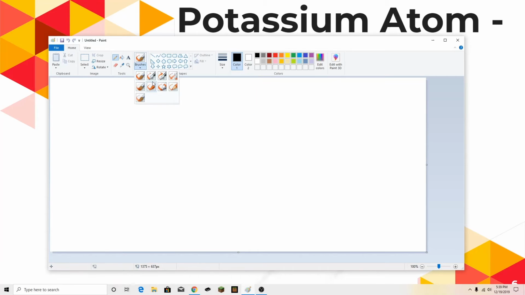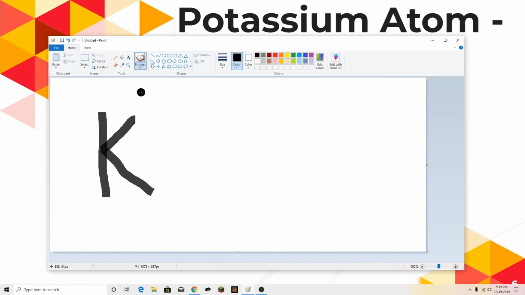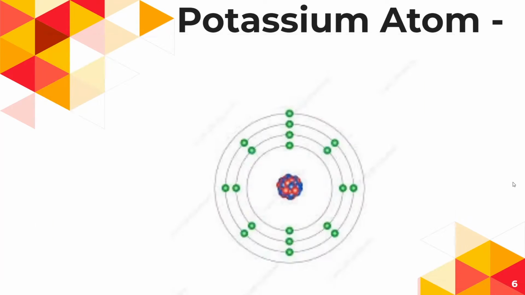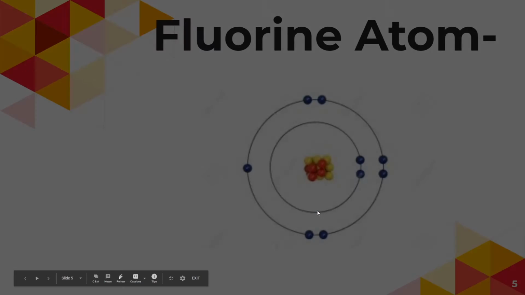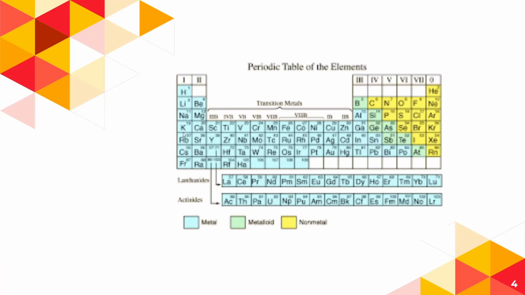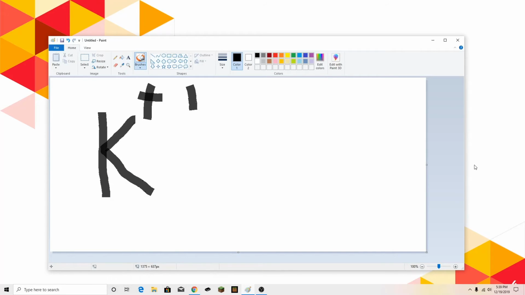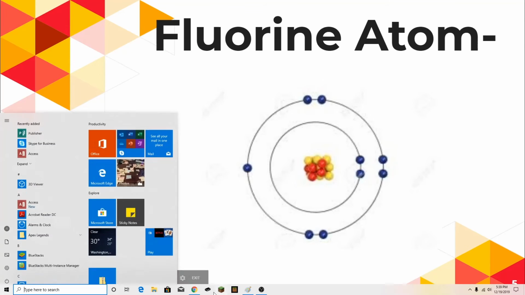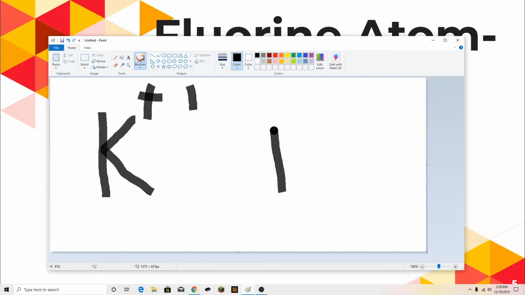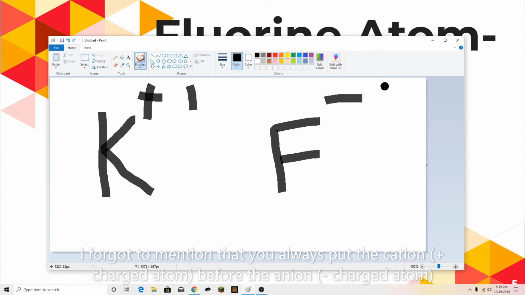So let's just start. We have potassium. Potassium is K, and it has a +1 charge since that's potassium, and it has 1 valence electron, so it's +1. And what was the other one? Fluorine. Fluorine has 7 valence electrons, so it wants to gain 1 because it wants to reach 8. And if it gains 1, it will have a -1.